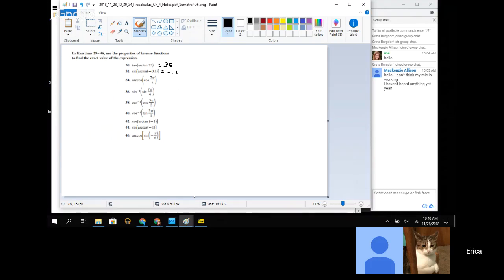Let me skip down a couple. What if I want to take number 38? I want to take the inverse cosine of the cosine of 3 pi over 2. So you may be really tempted to just say, oh, well, she's saying that if I take the inverse of the trig function, it will just equal whatever value is in there. But this does not equal 3 pi over 2, unfortunately.